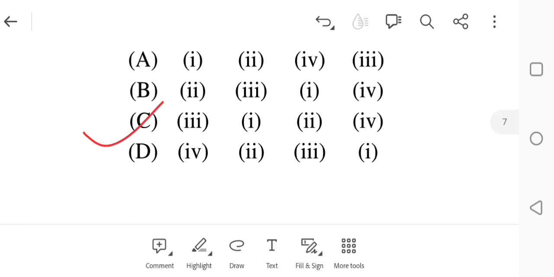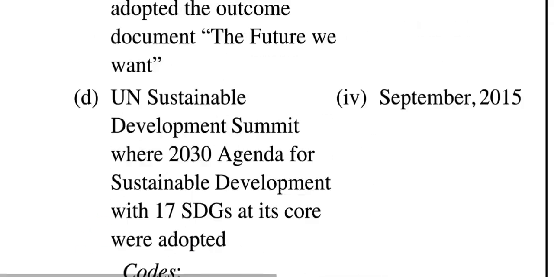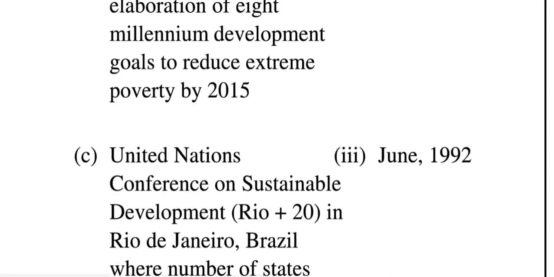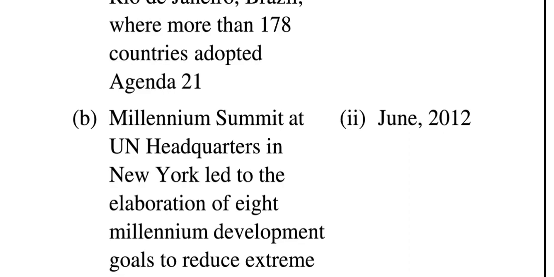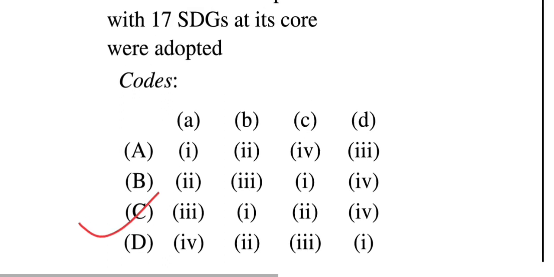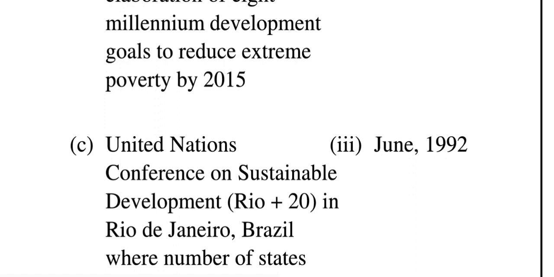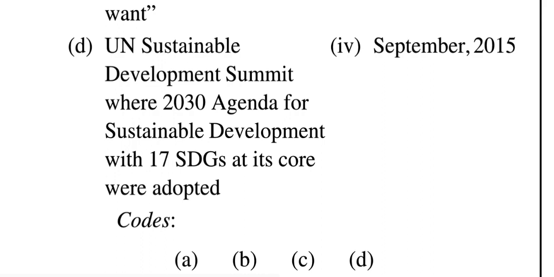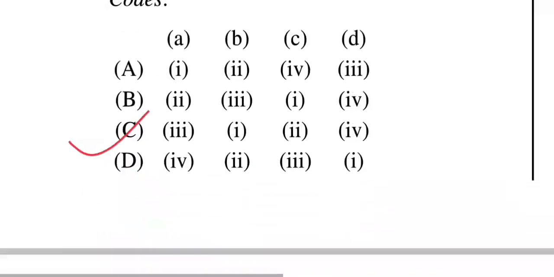Okay, that means A will be related to 3, B1, C2, D4. A3, the Earth Summit, it is related to June 1992. Then B1, Millennium Summit at UN headquarters, it is related to September 2000. Then C2, Rio Plus 20, June 2012. Then D4, UN Sustainable 17 SDGs, it is related to September 2015. That's all. Now let's move on.